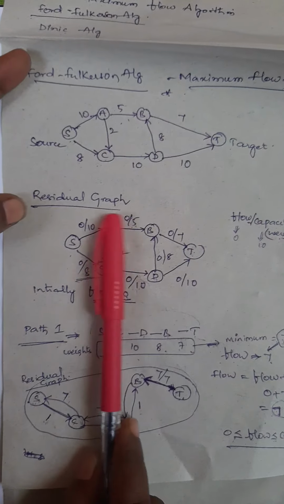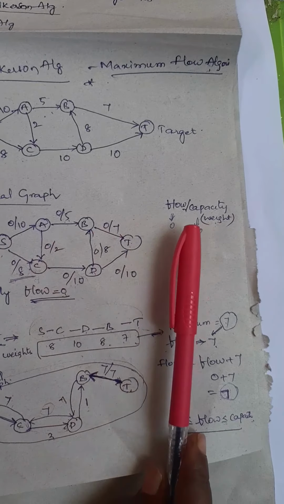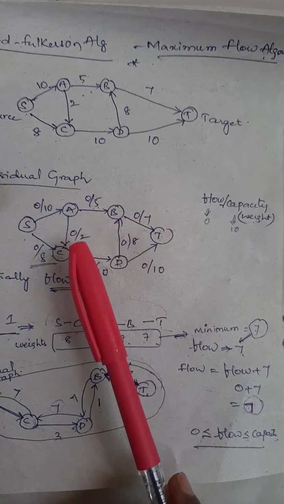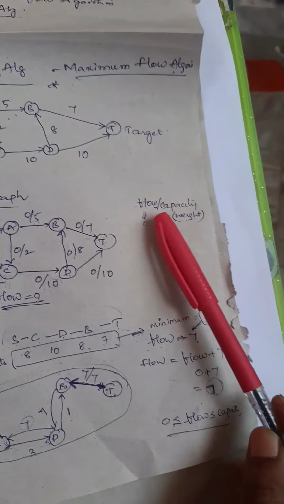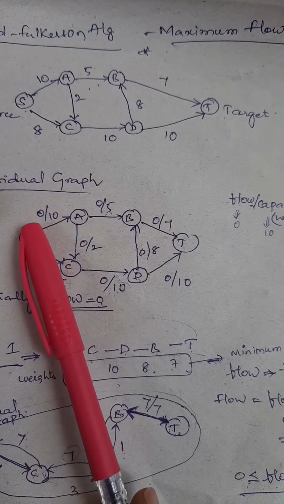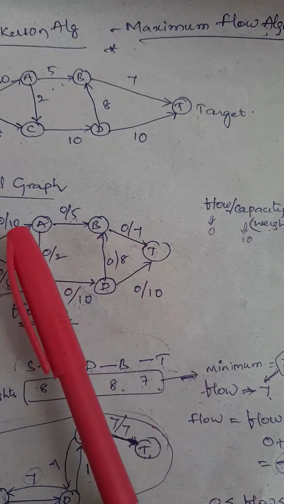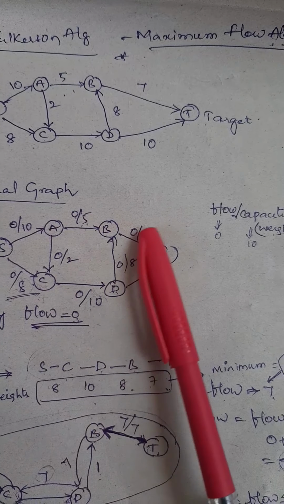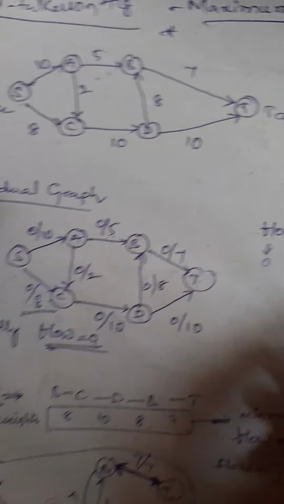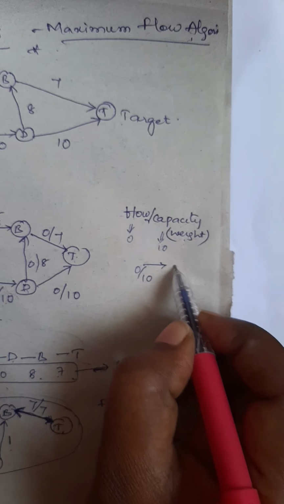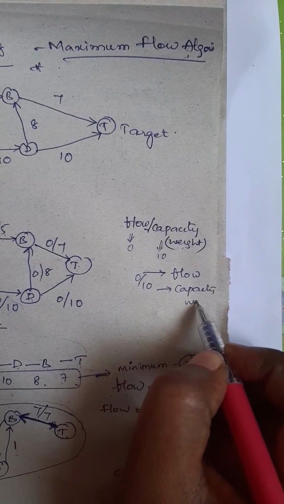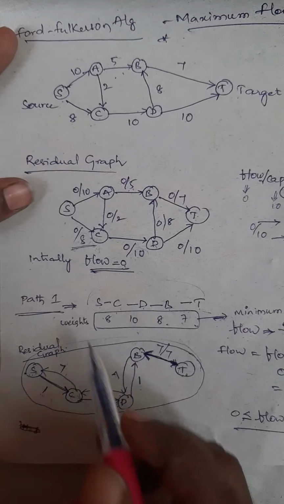In order to construct the residual graph, we use the flow. This residual graph is the same as the input graph, we are just adding the flow value. Initially the flow value is 0. The diagram is the same, we just inserted the values 0 by 10, 0 by 5, 0 by 7, 0 by 2 and so on. So initially the flow value is 0. Consider 0 by 10: 0 is the flow value and 10 is the capacity. We also call it the weight in our terminology. So this is a residual graph.